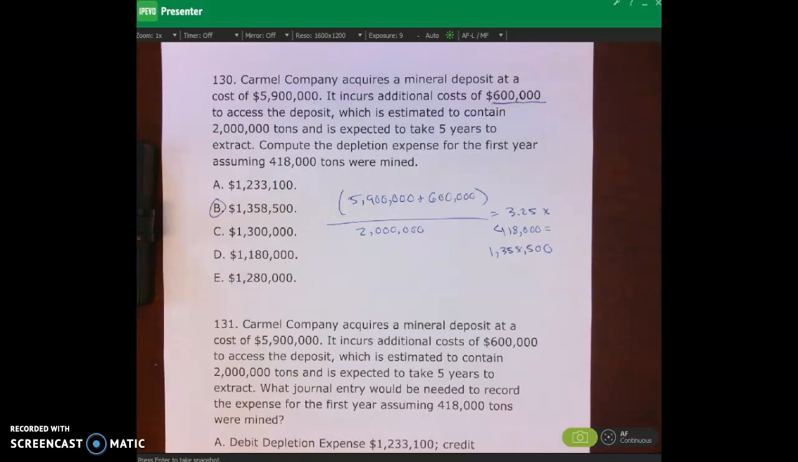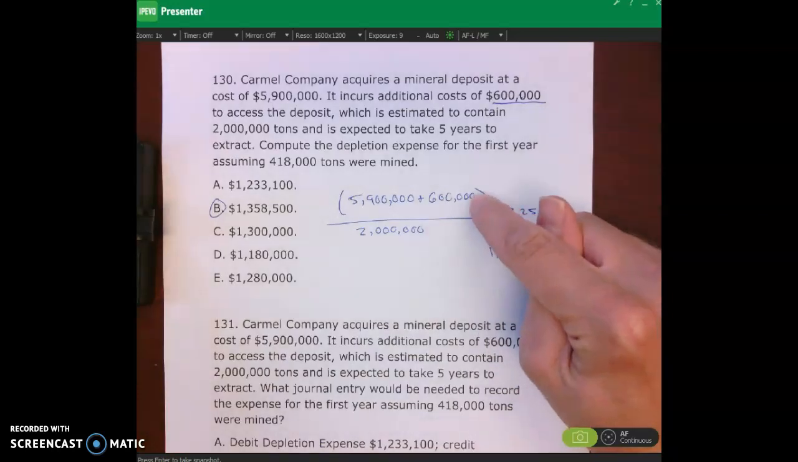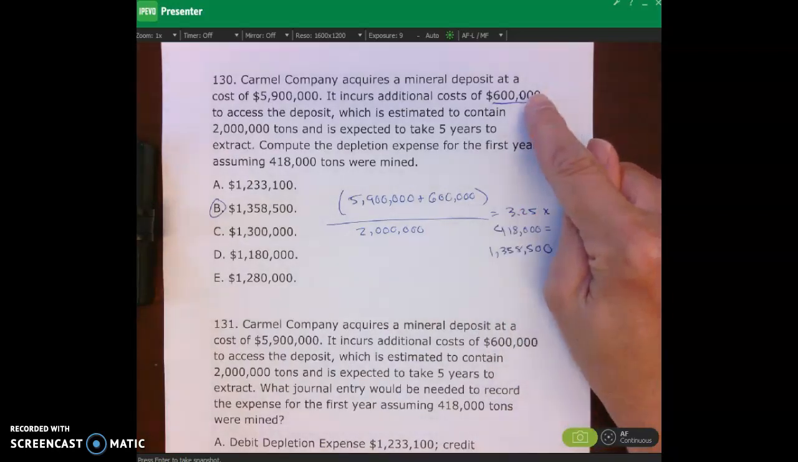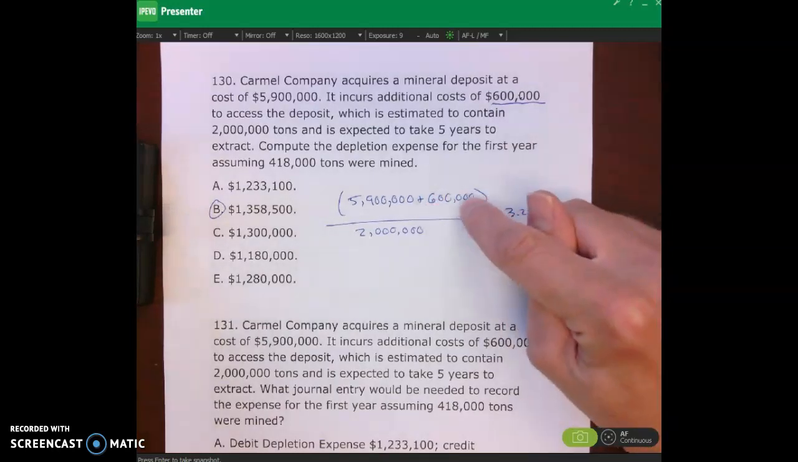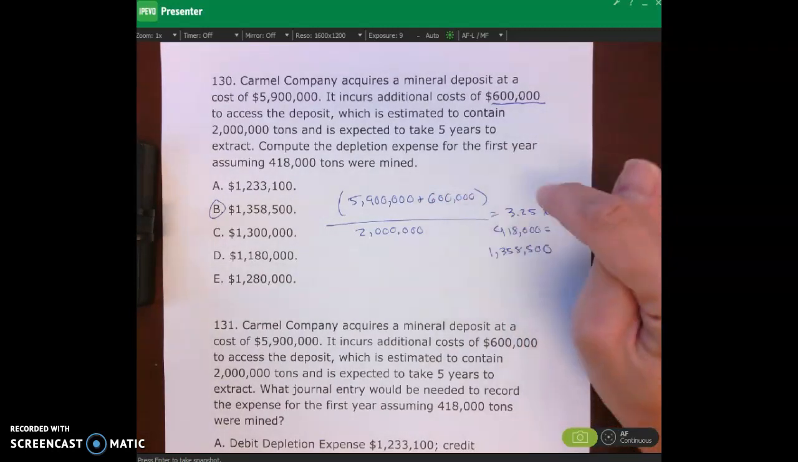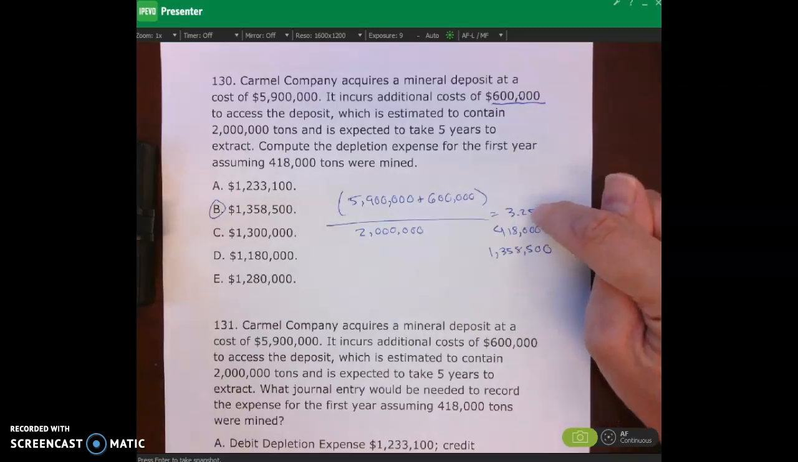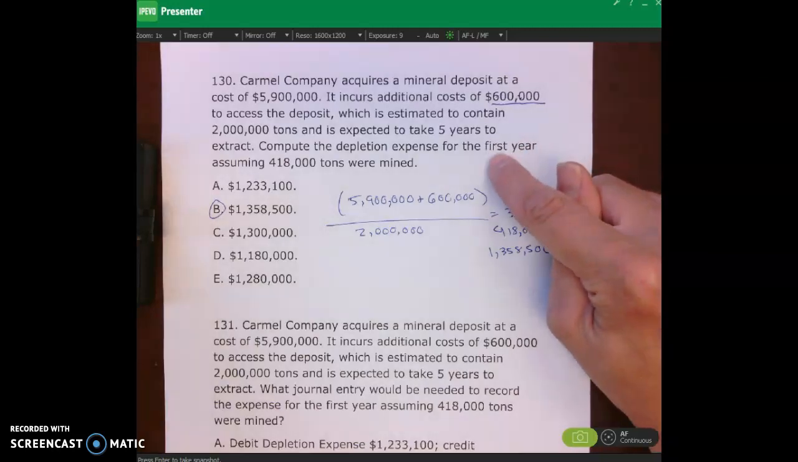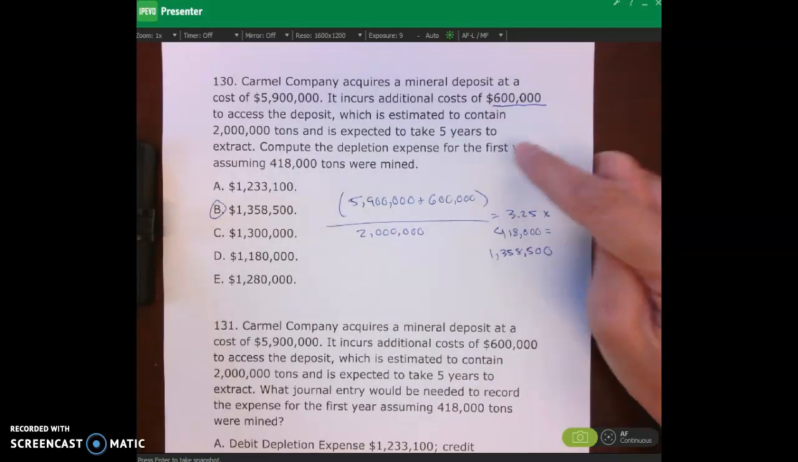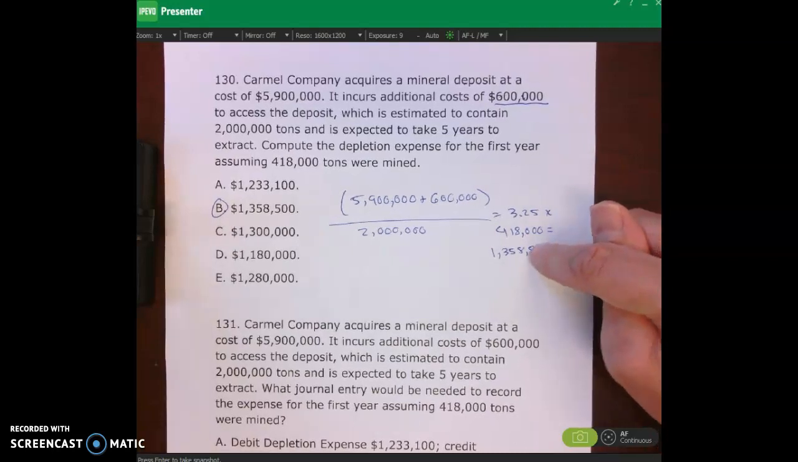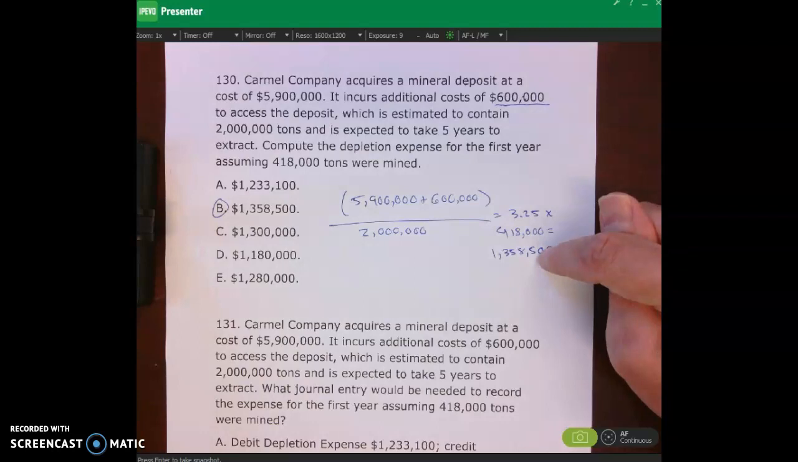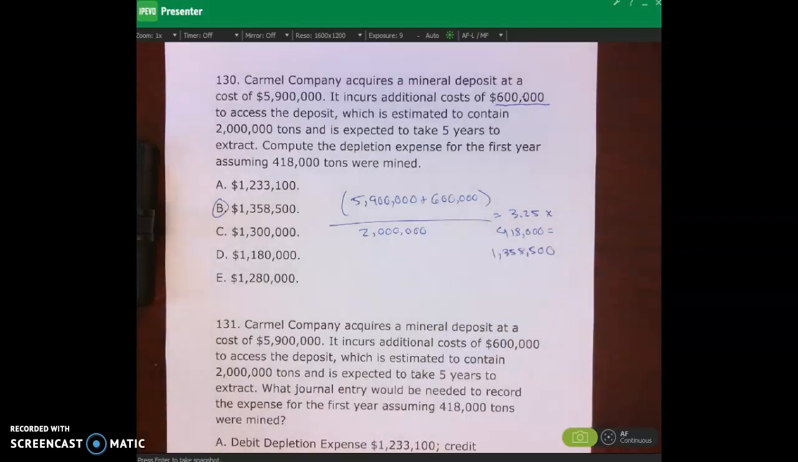So with number 130, we take our asset cost, and then we do add that $600,000 because this is normal and reasonable, okay? There is no salvage value. So I take the 5.9 million plus my 600,000 divided by my 2 million, gives me $3.25 of depletion expense per ton of ore. In this case, we had 418,000 tons mined, times the 3.25 gives us our 1,358,500. This would be our depletion expense, so B is the right answer.